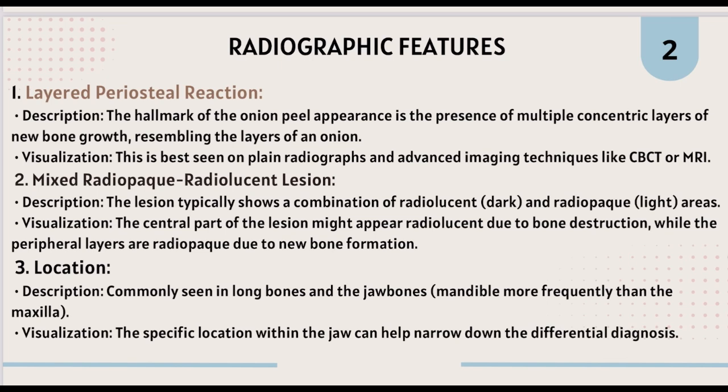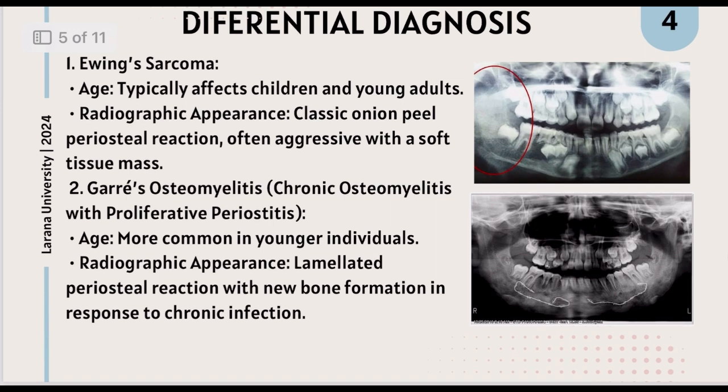Differential diagnosis. There are 5 differential diagnoses along which this radiographic lesion can occur. First up is Ewing's sarcoma. Ewing's sarcoma typically affects children and young adults. It is aggressive when the soft tissue mass is included.